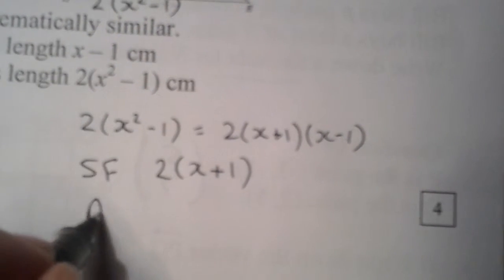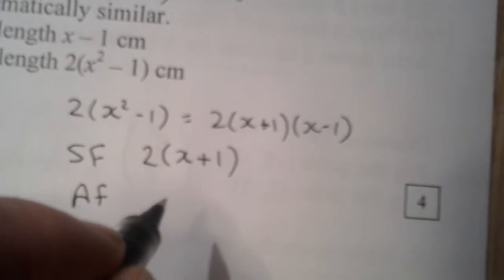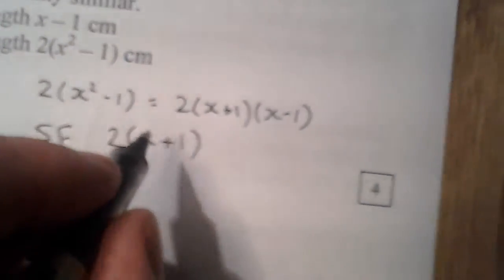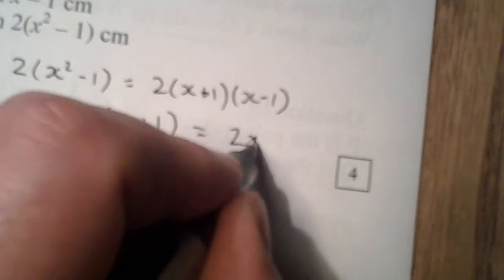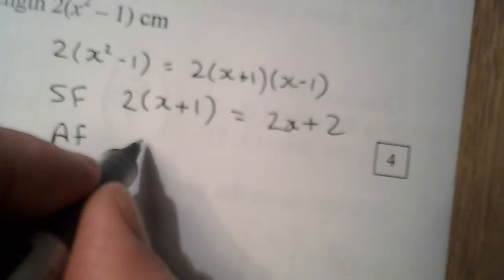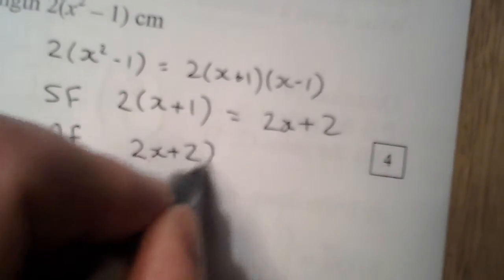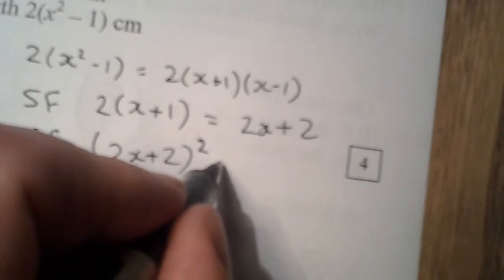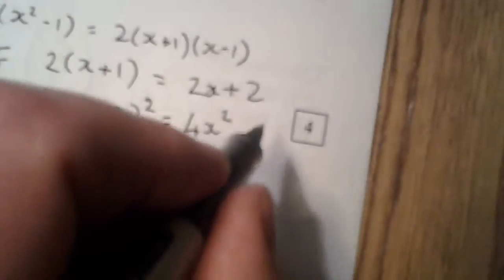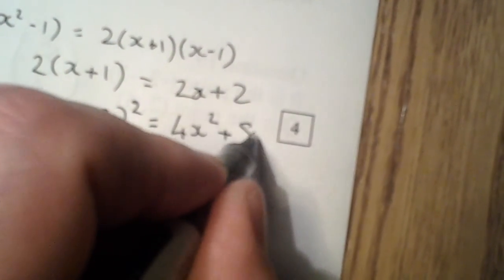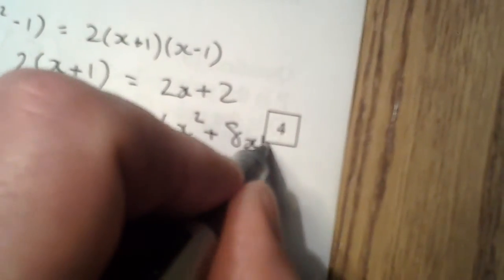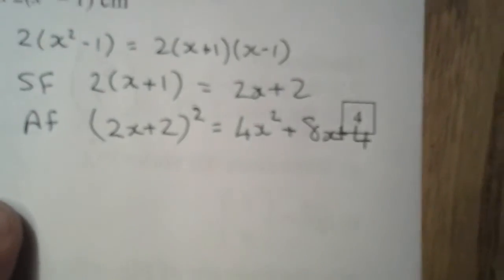So the area factor will be this squared. So we expand this first, which gives 2x plus 2, and then do 2x plus 2 all squared, which gives you 4x squared plus 8x plus 4. So that's the area factor.